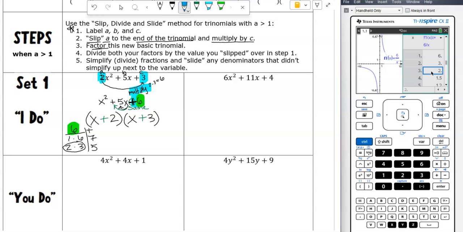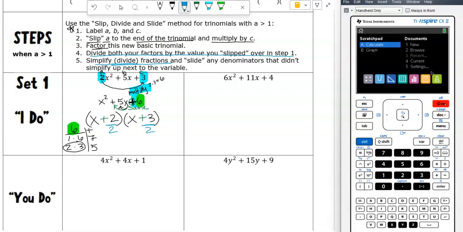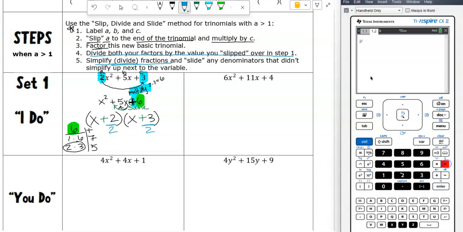Now we're on our next step. We need to divide both of our factors by the value we slipped over in step 1. Well, we'll divide the factors then by the number we slipped to the back. Well, that was a 2. Now we have to simplify or divide the fractions. So let's go to our calculator to see if these fractions simplify. 2 divided by 2. Oh yes, that simplifies. So I'm going to rewrite those parentheses as x plus 1. So 2 divided by 2 simplified to 1. So we just switched it out.